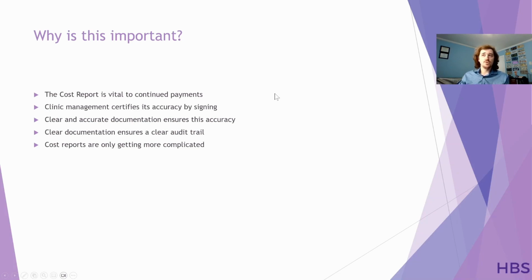Ultimately, clinic management is the one certifying the accuracy of the report. And so, how do you ensure that accuracy? You do that by providing clear and accurate documentation to your preparer on the front end. When you do this, you're ensuring a clear audit trail for if the Medicare administrative contractor has any questions on the report. You've got clear documentation to back up everything that's there.